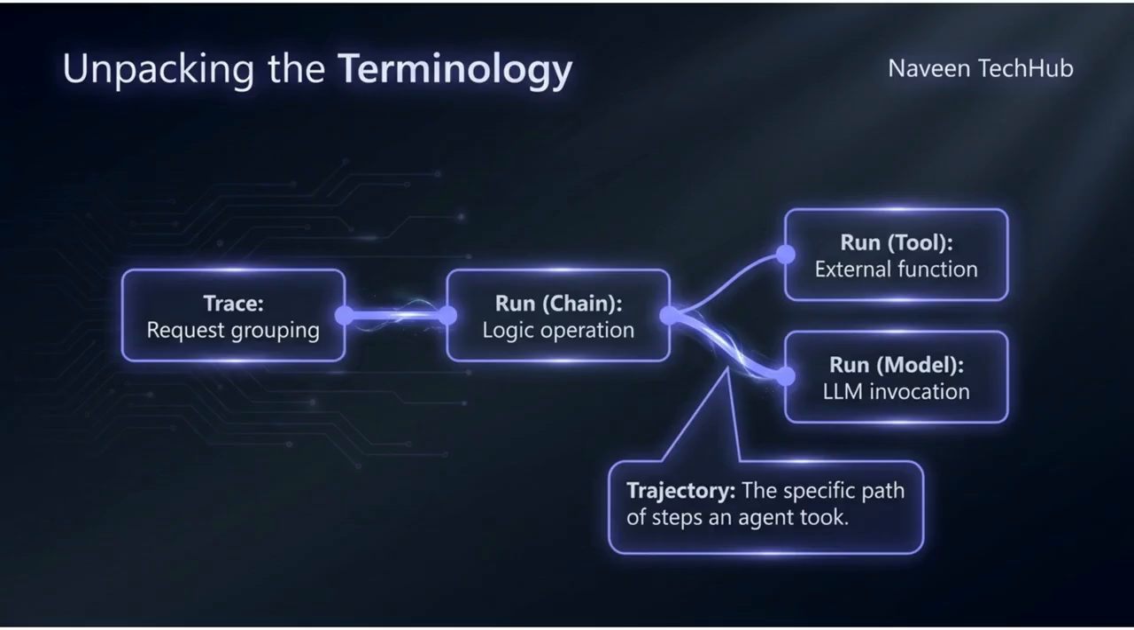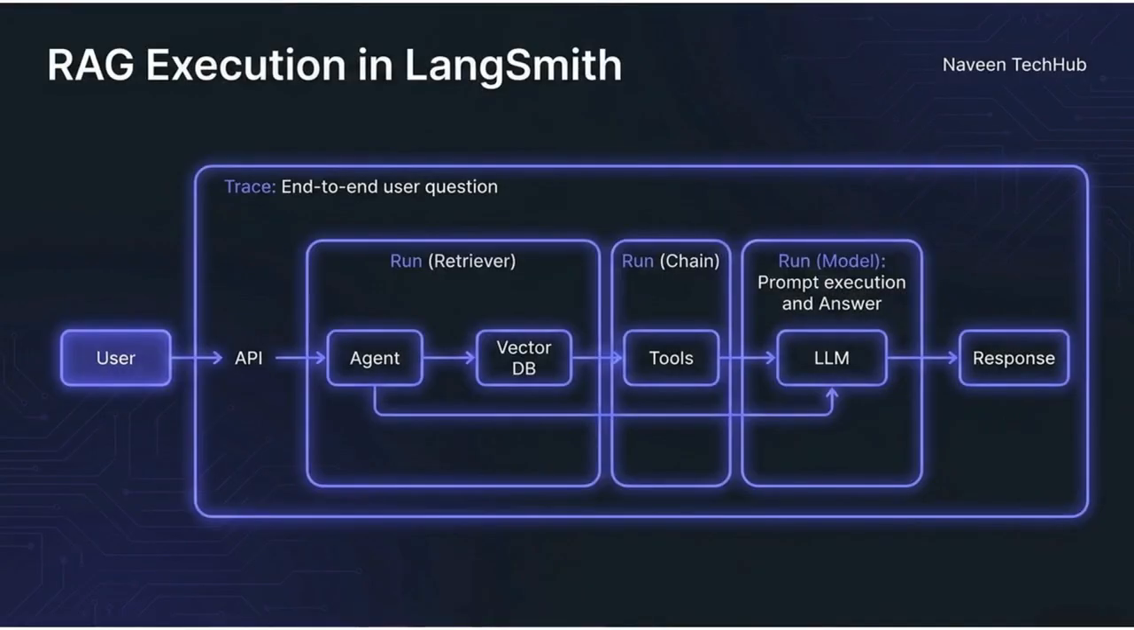And when we have an agent taking multiple steps, the specific path the agent follows is known here as the trajectory. This becomes extremely useful when debugging agents. Instead of only asking, why was the final answer wrong, we can inspect the trajectory and determine exactly which intermediate decision caused the problem. Let's map LangSmith to the same RAG application.